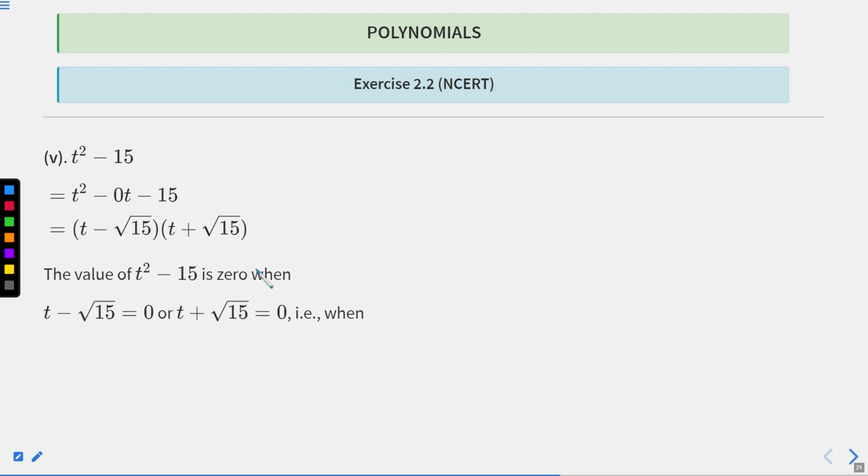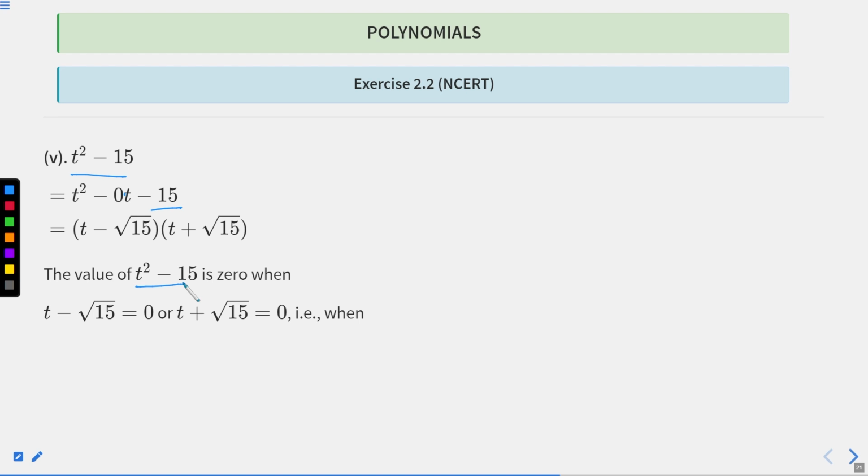So in the fifth one we have t square minus 15. Okay, so we can write this as t square minus 0 times t minus 15, and we can factorize this as t minus root 15 times t plus root 15. Okay, and the value of t square minus 15 is 0 when t minus root 15 is equal to 0, or t plus root 15 is equal to 0.